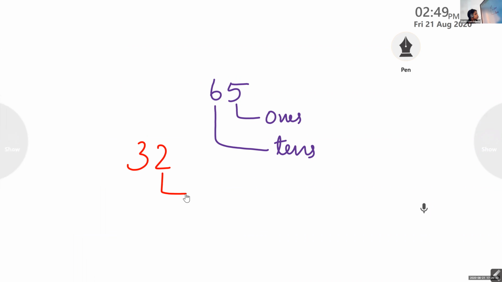What is the place of 2? Ananya, what is the place of 2? Is it ones or tens?